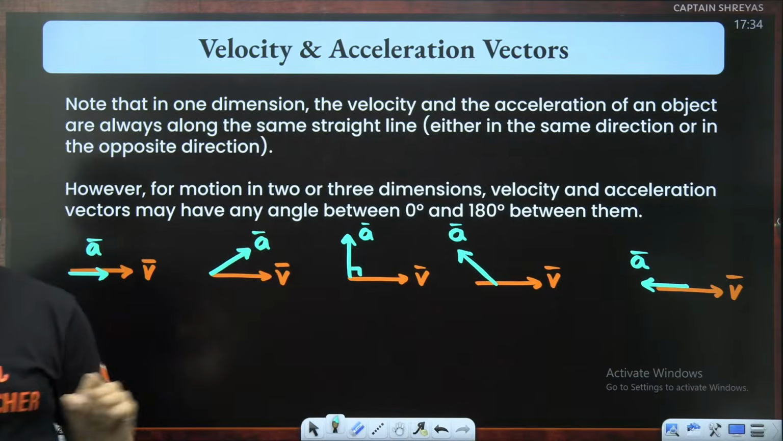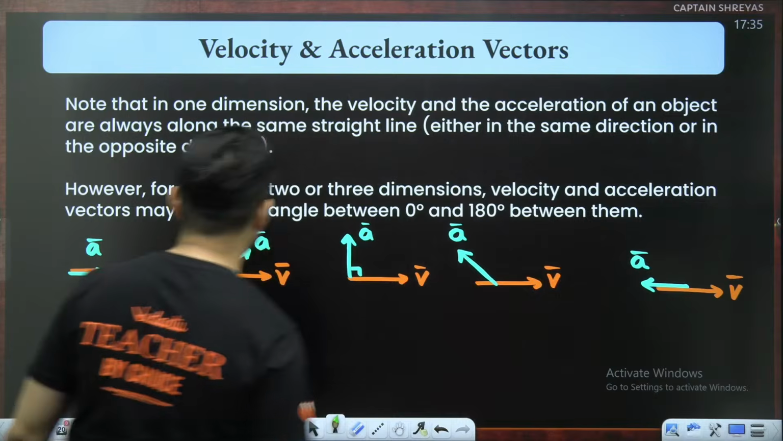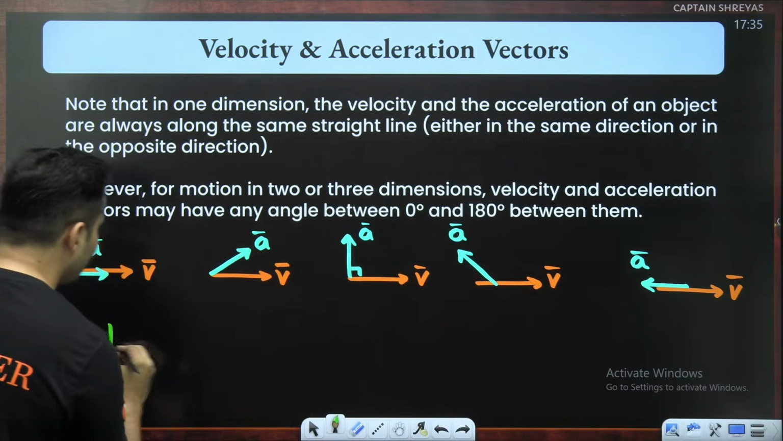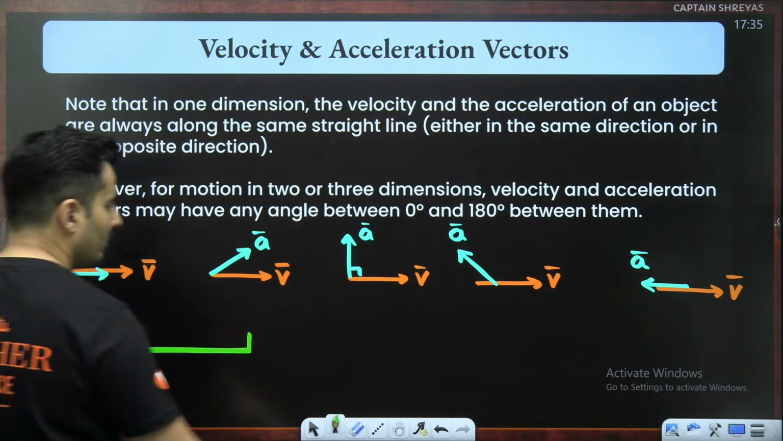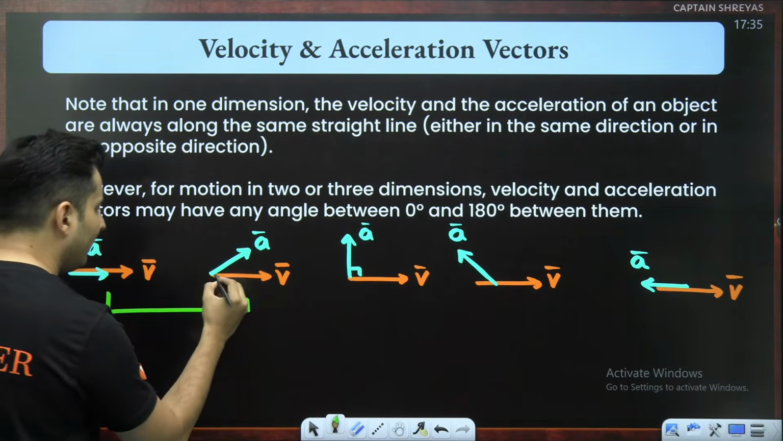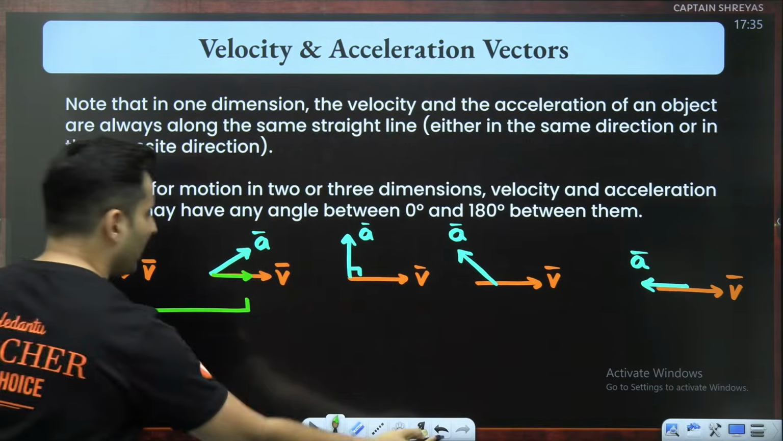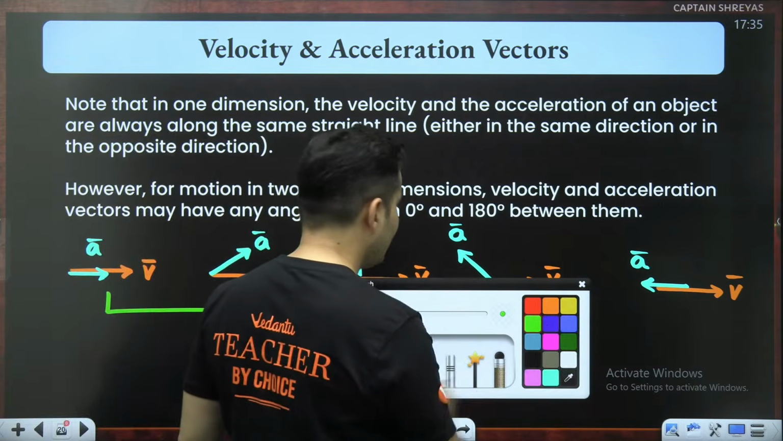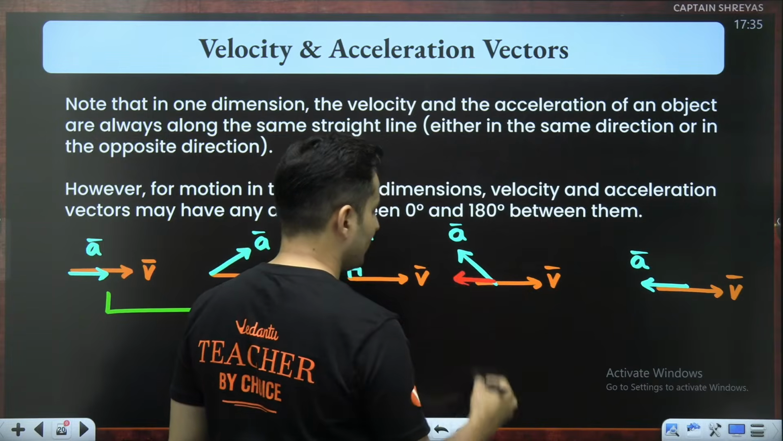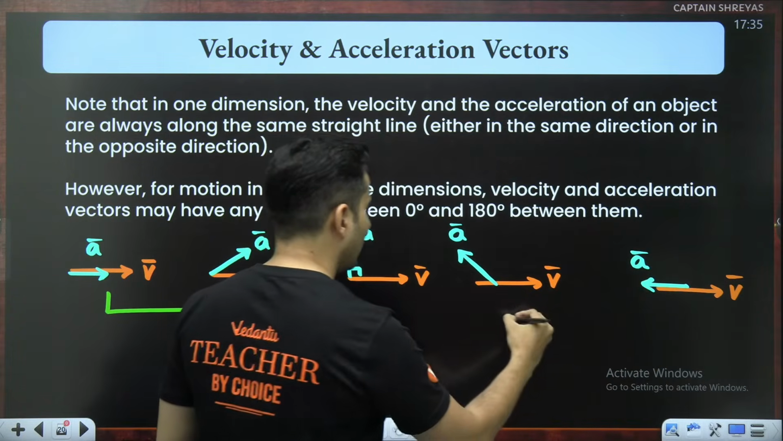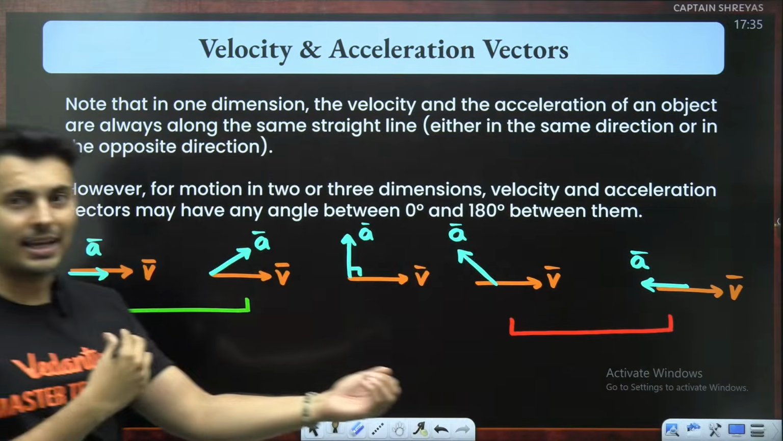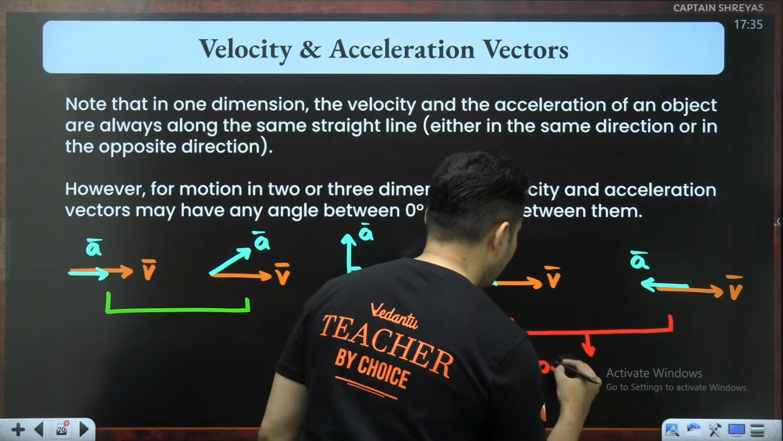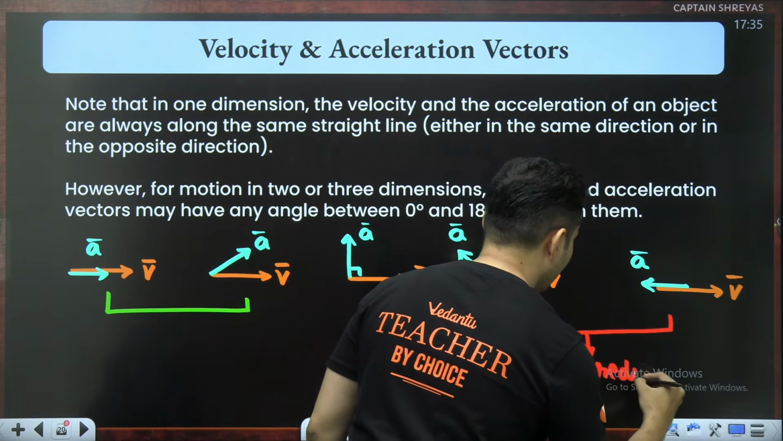But what is very interesting in these diagrams is that if you consider these two cases specifically, you will see that in both these cases, there is a component of acceleration along the velocity. Here, there is a component of acceleration against the velocity. So in these two, you will see there is a component of acceleration against the velocity. So what you will see is in this and this case, the speed reduces.